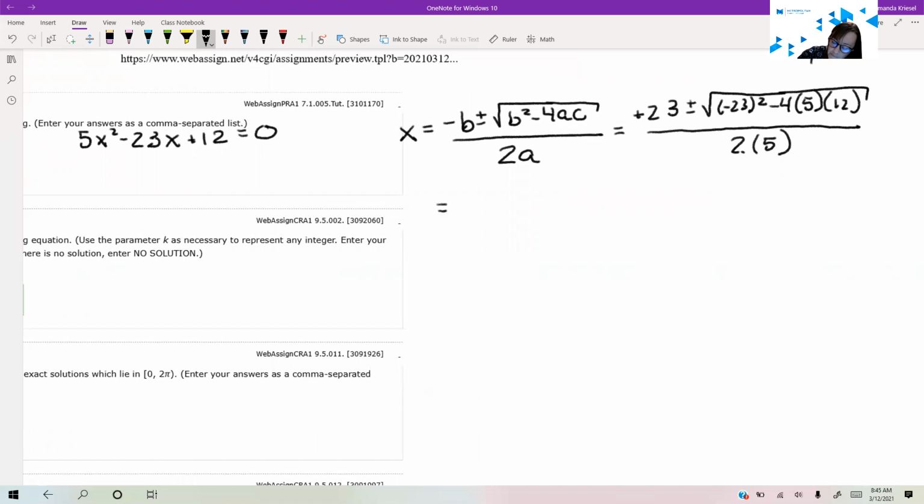So from here, I get a positive 23, negative 23 squared. I'm going to use a calculator because that's a little bit more than I know off the top of my head. So we get 529, and then we have 20 times 12. That's going to be 240. So minus 240 altogether over 10.